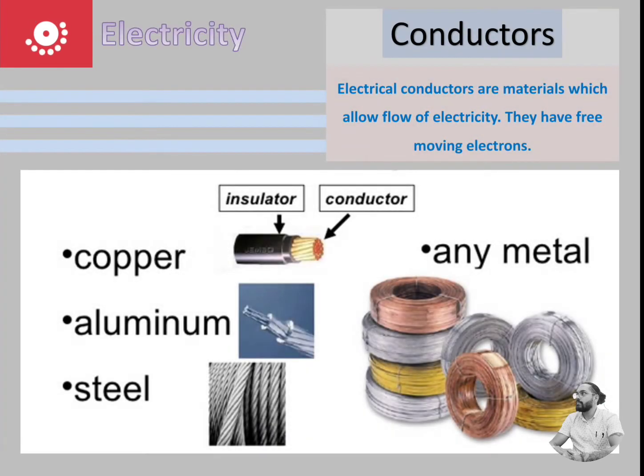So conductors are materials which allow flow of electricity. They have free moving electrons. Basically, all metals conduct electricity. And the best electrical conductor is aluminium. However, copper is cheaper to produce. This is why copper is used extensively in wires.